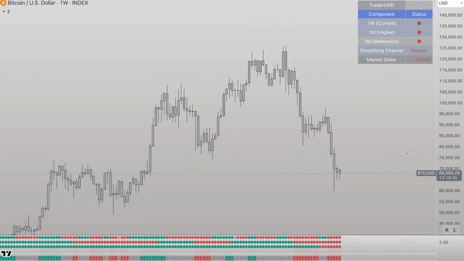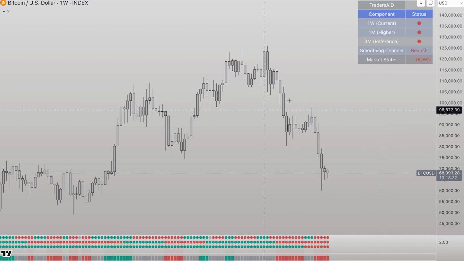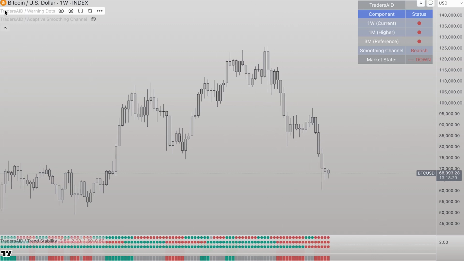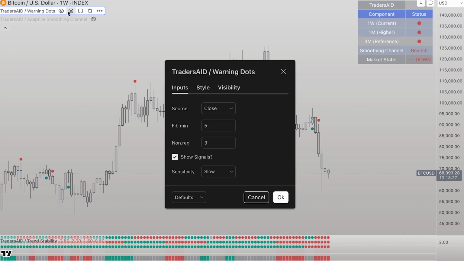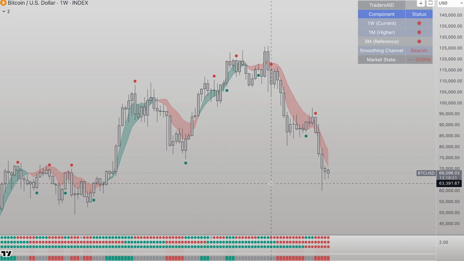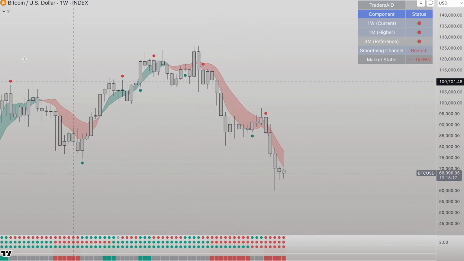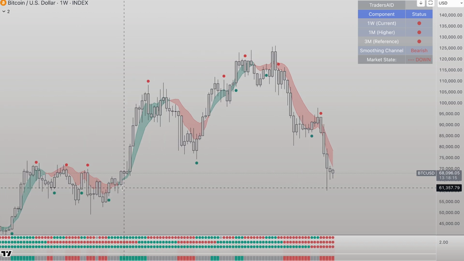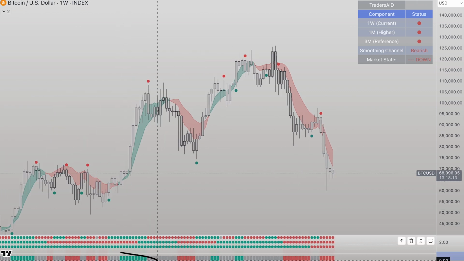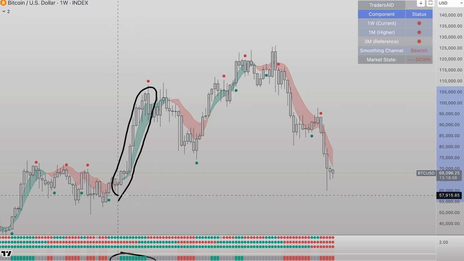When it turns green or red, the system is telling you the trend may be more settled than before. Most traders use it to adjust how much they put into a trade, adding more when conditions feel stable, pulling back when they don't. Some use it as extra confirmation for an entry or an exit, always alongside what the smoothing channel and warning dots are already showing. And when all three align, green dots, green channel and a green market state across multiple timeframes, that can be a particularly strong sign that the trend is likely to continue.